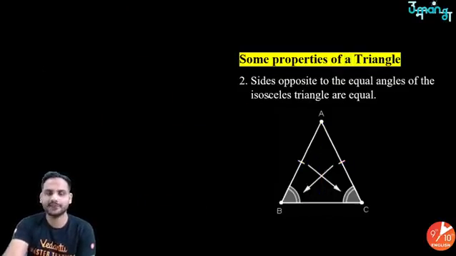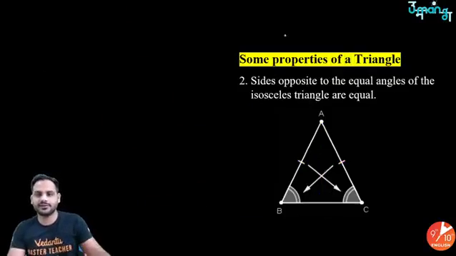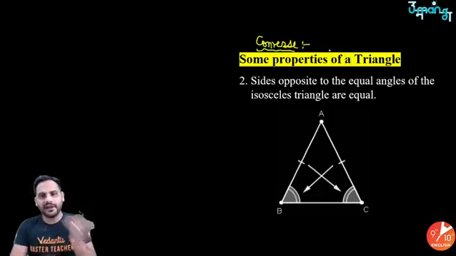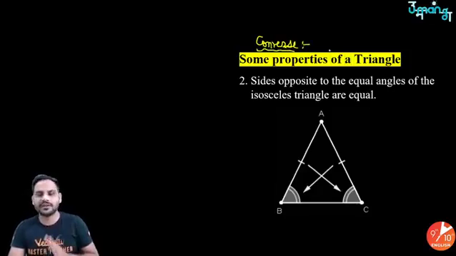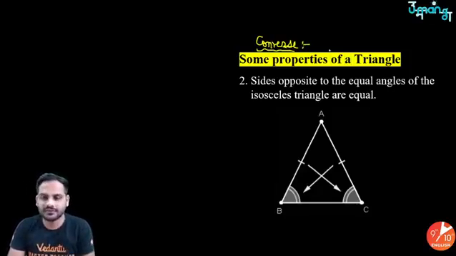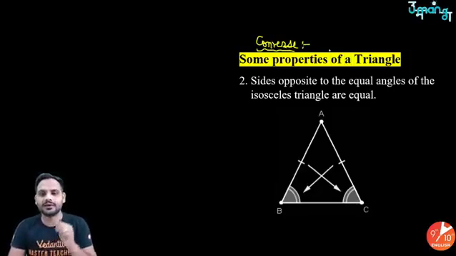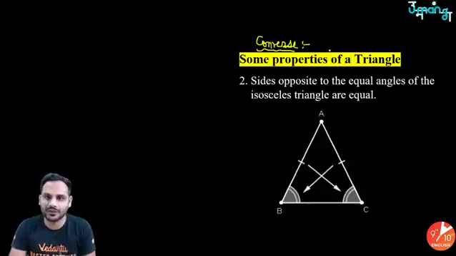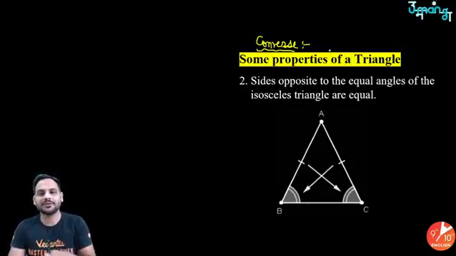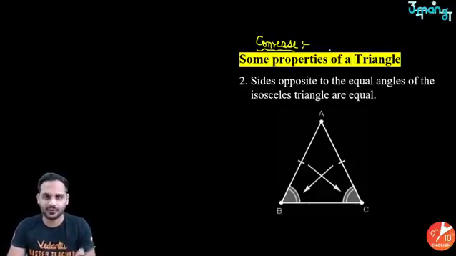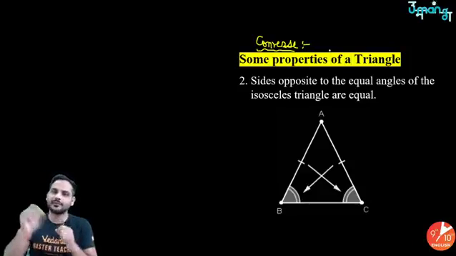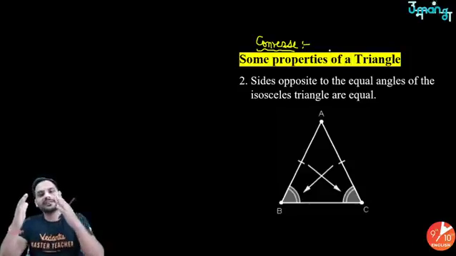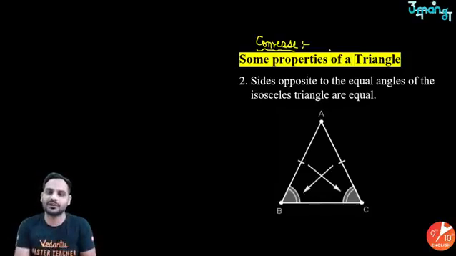After that, the next part is the converse of it. In the last theorem I have told, if two sides are equal, the angles opposite to them will be equal. In the converse, we'll say that if two angles are equal, the sides opposite to them will also be equal. So when two angles are equal, sides opposite to them are equal, and when two sides are equal, angles opposite to them are also equal to each other.